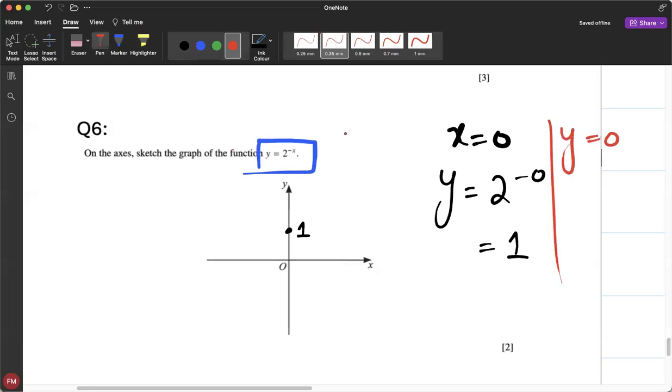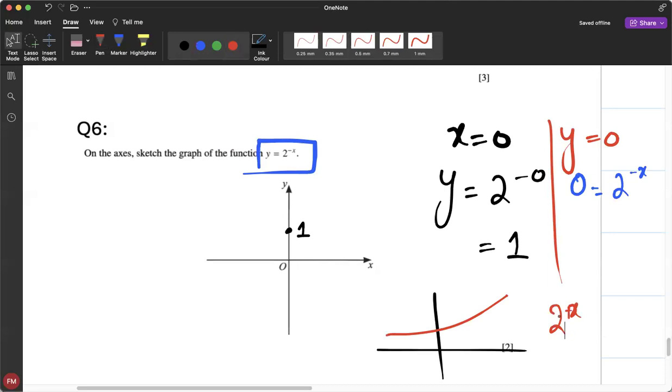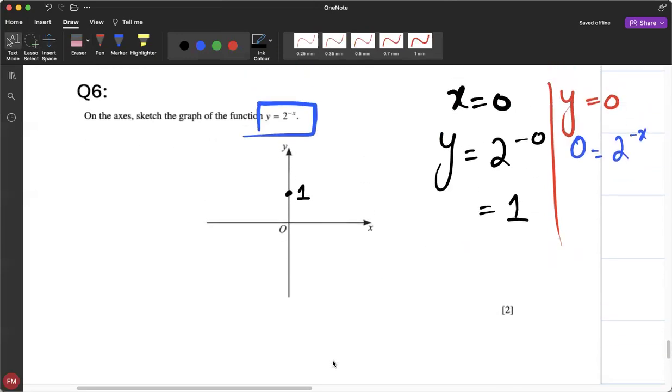What if y is equal to 0? Well, that's not possible. We can't have 0 equal to 2 raised to the power minus x. Another challenge is, where exactly does the graph go? I told you earlier, if it's 2 raised to the power x, it's going to go this way because it's a positive exponential growth graph. But in this case, the graph is actually opposite.